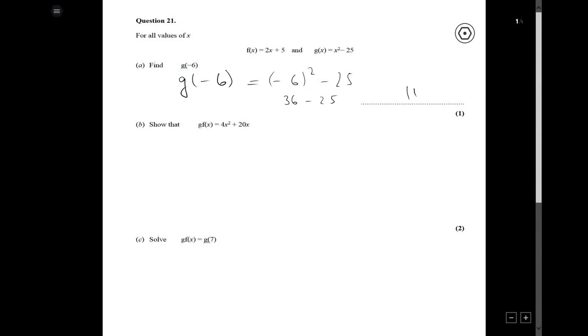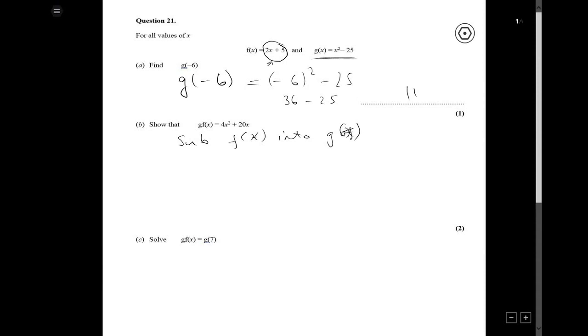All right, so the next one is we want to show that g f of x is equal to 4x squared plus 20x. So this basically wants you to substitute your expression for f of x into g of x. That's all they want. So they want to sub f of x into g of x. Okay, so wherever I see x in g of x, I'm just going to write the expression for f of x, which is 2x plus 5.